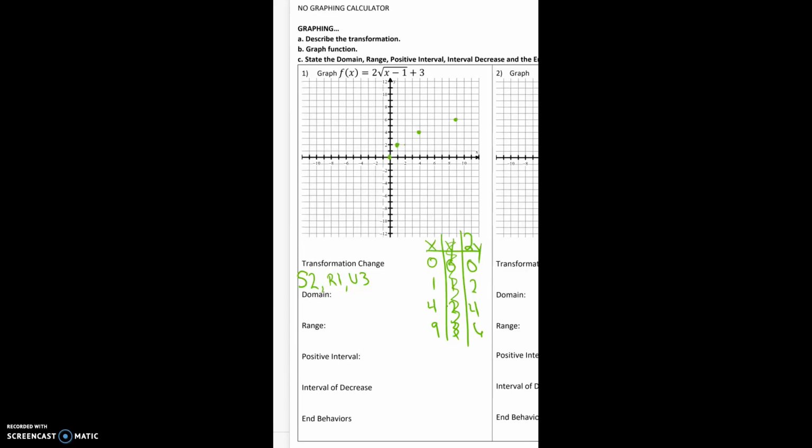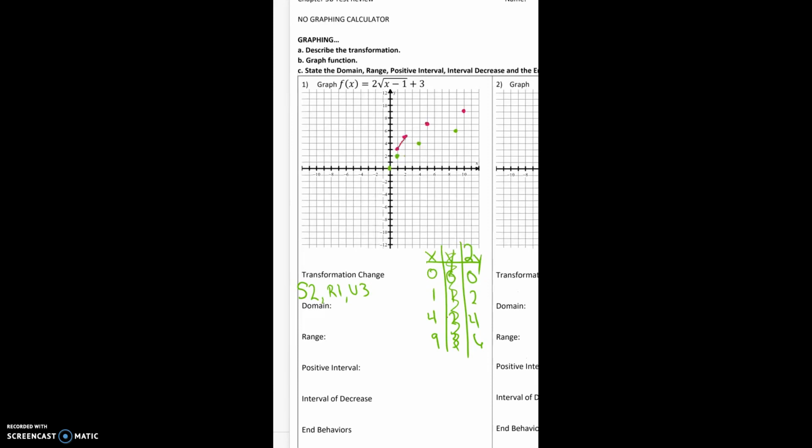So what's going to happen now is these points are going to go right 1 and up 3. So (0, 0) is going to go right 1, up 3, and end up here. (1, 2) will go right 1 and up 3. (4, 4) goes right 1 and up 3. And same with (9, 6). So where it started at (0, 0), it now starts at (1, 3), and still goes to infinity for x and infinity for y.